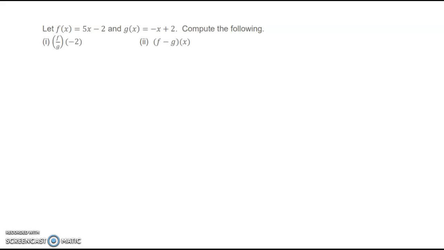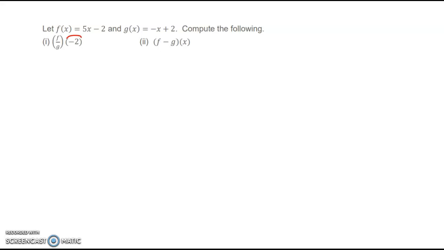Okay, we have two functions here. We have f of x equals 5x minus 2 and g of x equals negative x plus 2. We need to compute the following. So f over g of negative 2 is our first one. Our second one, f minus g of x. So notice here in this first one, we are going to be substituting in a number. In the second one, it's just in terms of x.